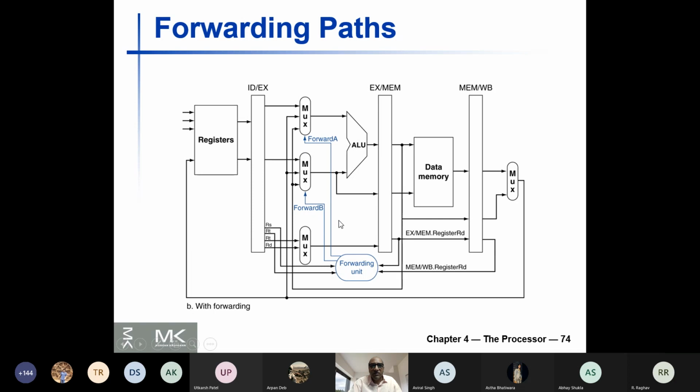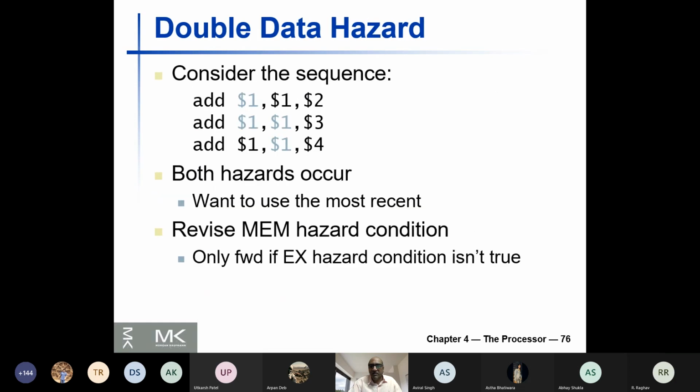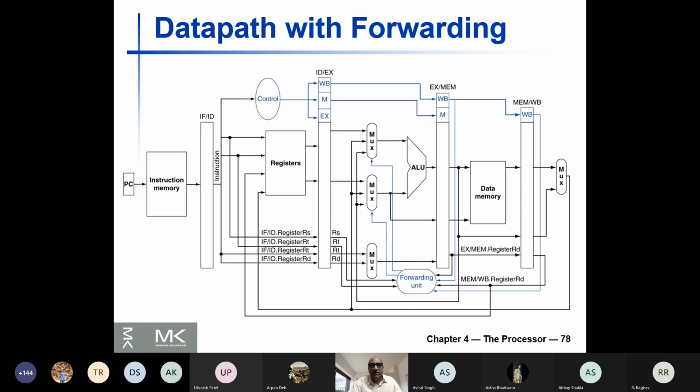So therefore, the forwarding circuit's job is to provide the control signals to these two multiplexers. If no forwarding is required, then only the desired register contents will be passed to the ALU. If forwarding is required, then based on the logic, it will forward the appropriate input, either from the output of the execution stage or the output of the memory stage.